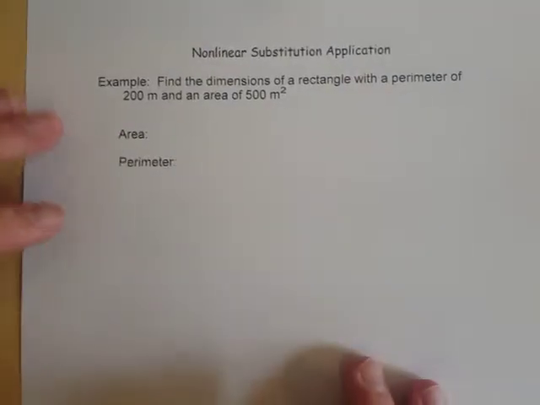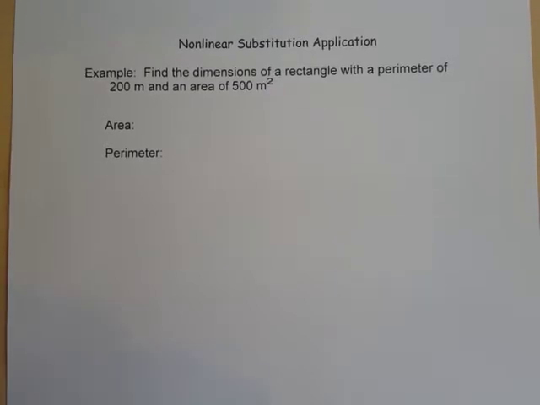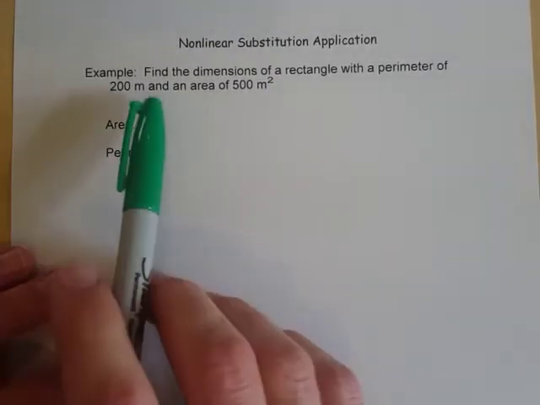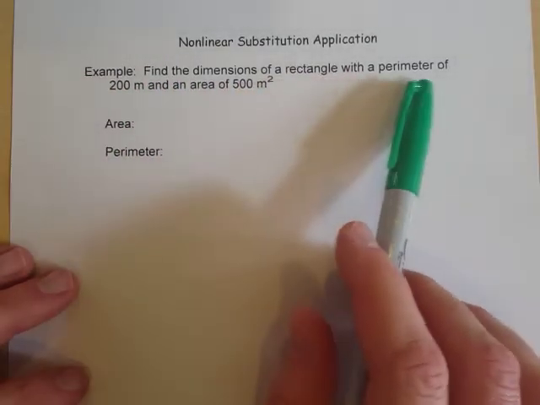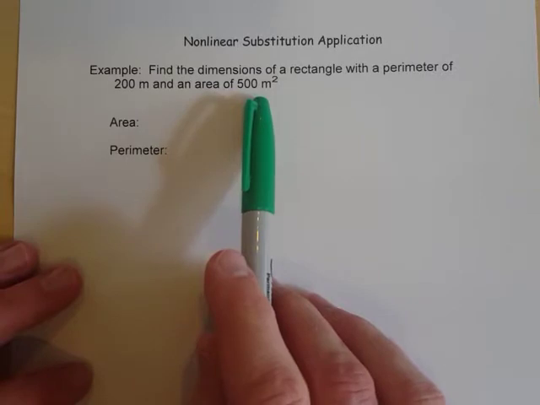In the last example, we talked about using substitution for a nonlinear system. Here's an application of that. This is going to be representative of a nonlinear system where we have to make up the formulas from what we know in geometry. So it says here to find the dimensions of a rectangle with a perimeter of 200 and an area of 500 meters squared.